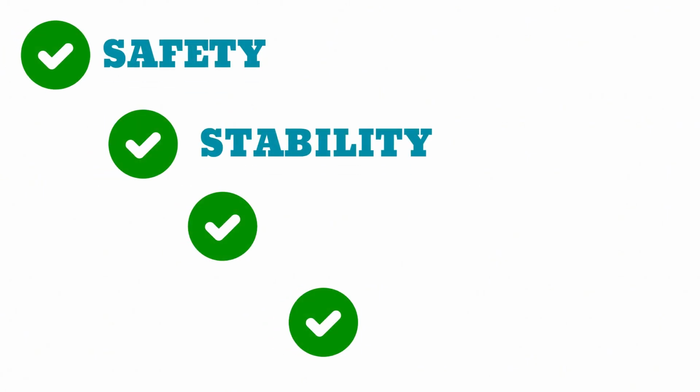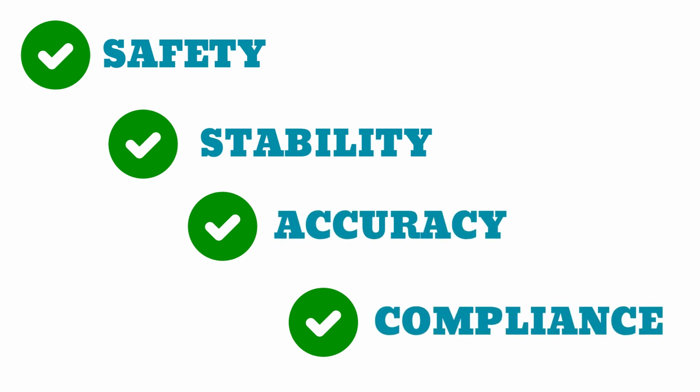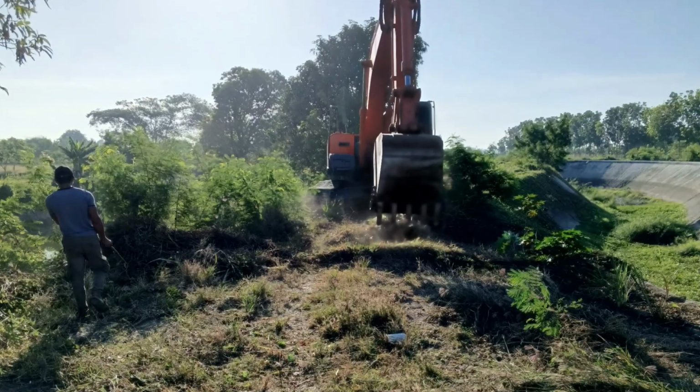Next, clearing of the ground. Clearing the ground before construction ensures safety, stability, accuracy, and compliance, all of which are crucial for the successful implementation and long-term performance of irrigation projects.